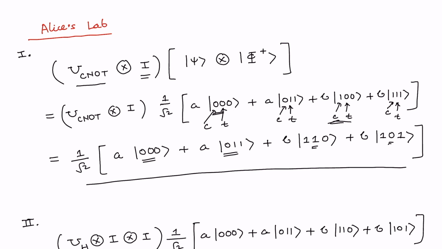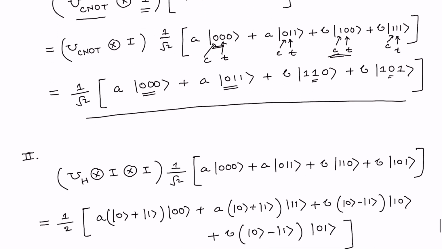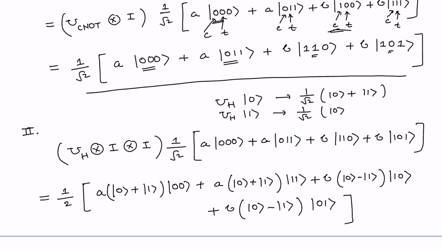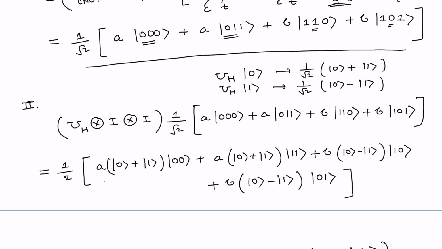Now Alice is going to make a Hadamard gate operation on her first qubit. If the Hadamard gate operation is done on the first qubit, then the second and the third qubit are not going to be touched. As you recall, if the Hadamard gate operates on |0>, it becomes 1 by root 2 times (|0> plus |1>), and if the Hadamard gate operates on |1>, it becomes 1 by root 2 times (|0> minus |1>). So this is what is reflected here.